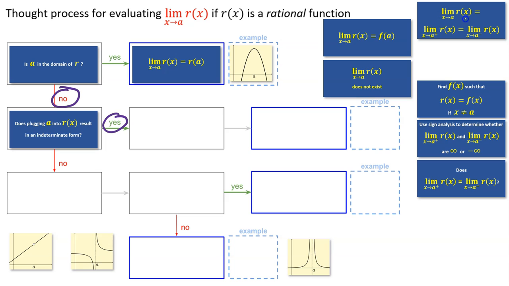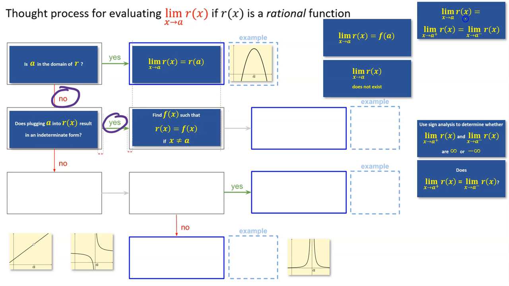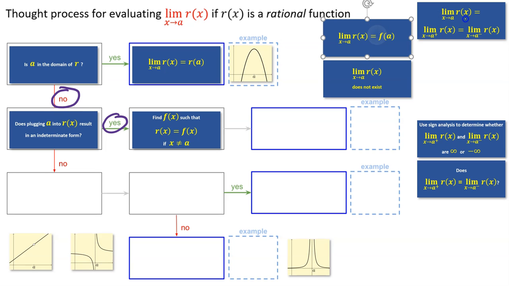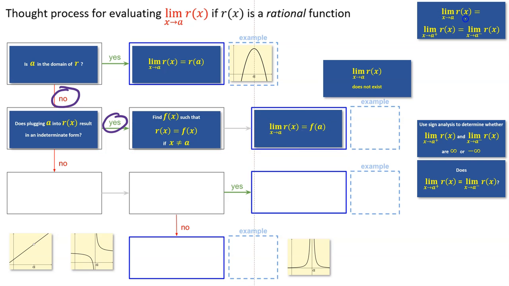So what we did was we found a simpler function by factoring, such that the new function f of x was equal to r of x everywhere but at x equals a, and then we simply evaluated the limit of that new function and said that'll be equal to the limit we were interested in. That situation where two functions are equal everywhere except a single point is a hole. So an example of that would be this.